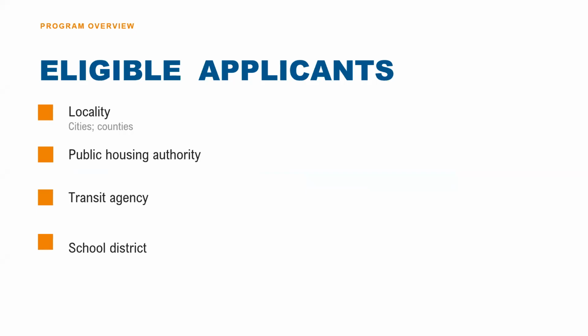Housing authorities can also be an eligible applicant, and sometimes they are joint applicants. There are other public partners like school districts and transit agencies, which I've listed here. If you weren't able to join the ASIC 101 webinar, it's important to note that not all public partners have to be joint applicants. Most localities are, for instance, while public housing authorities are less so. Transit agencies are rarely joint applicants. I'll go into detail a little bit later about what a joint applicant actually means.